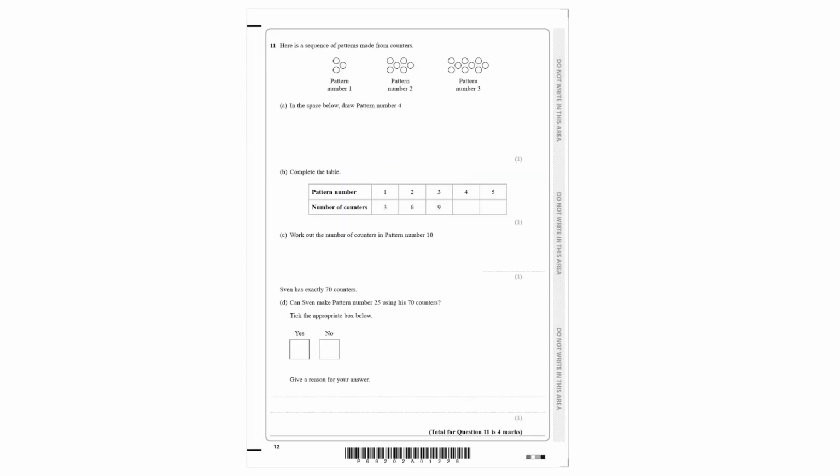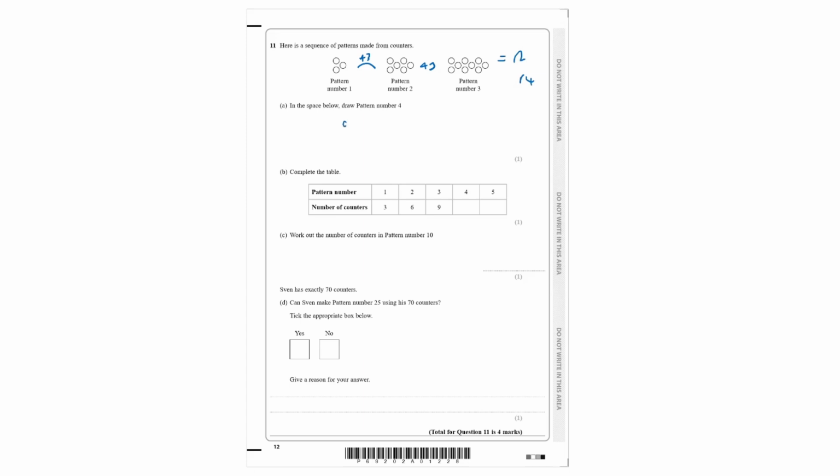Question 11. Here's a sequence of patterns made from counters. Pattern number 1 has 3 counters. Pattern number 2 has 6. Pattern number 3 has 9. In the space below, draw pattern number 4. We can see that in each ascending pattern, there is plus 3, plus 3. So we can assume that pattern number 4 is simply 9 plus 3, which is 12.